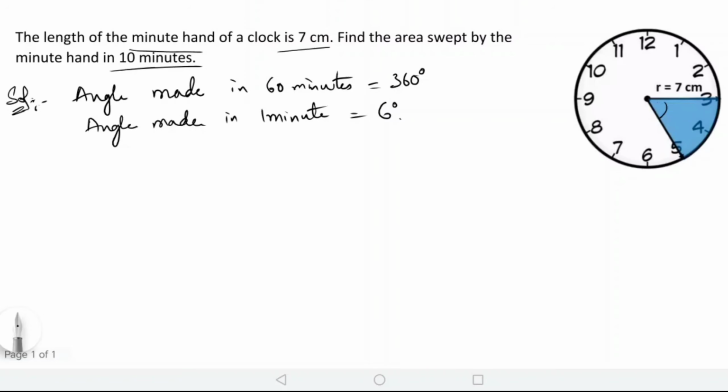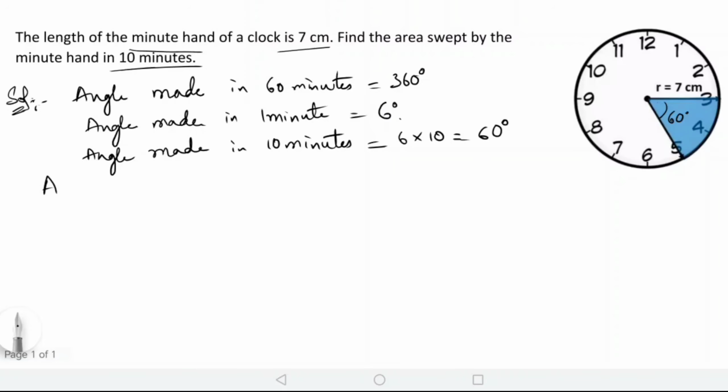Similarly we can say that angle made in 10 minutes, we need to multiply 6 with 10. So 6 into 10, which is 60 degrees. So here we know the angle of this sector, that is 60 degrees, and the radius. So now we can easily find out the area of the sector, or the area swept by the minute hand.